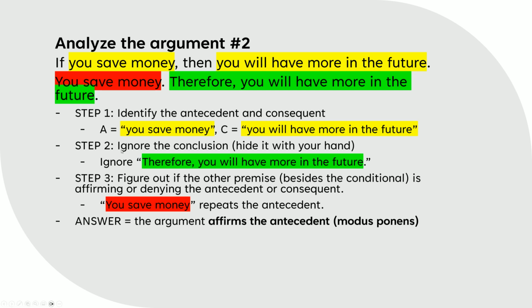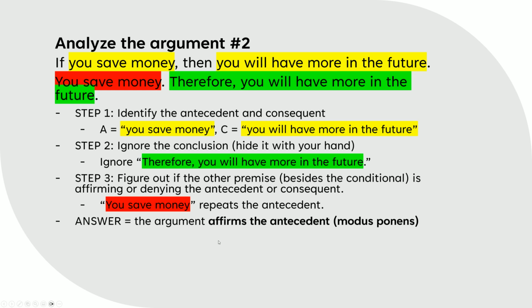At this stage, step 2, I'm going to ignore the conclusion. Ignore it. Do not look at the conclusion. Just ignore it. Therefore, you will have more in the future. Ignore it. And now I'm going to look at the second premise. What is that second premise doing? It says you save money. That's just repeating the antecedent.